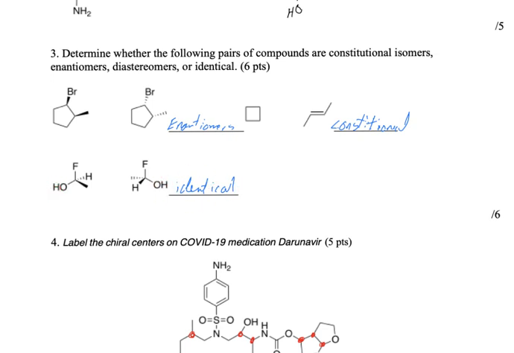So if you went through and did R and S for this, you'd know that. But you could eliminate: this can't be a diastereomer because there's only one asymmetric center. They're not constitutional isomers because they have the same bonding. So then you're stuck between identical and enantiomers. But you could figure it out. That's a tough question.